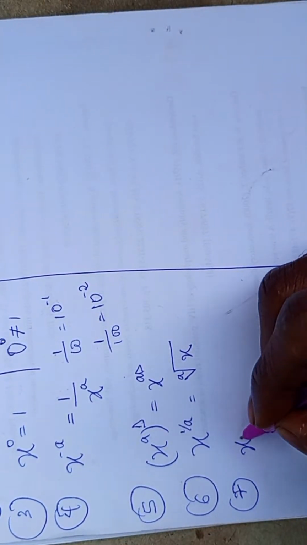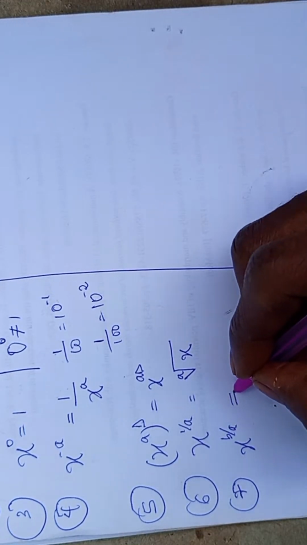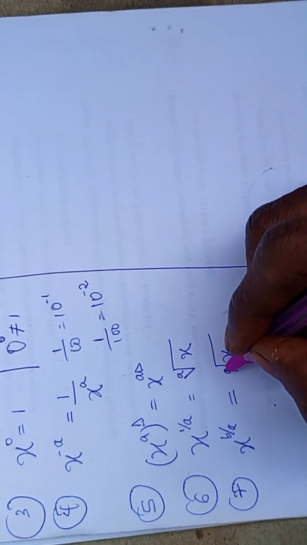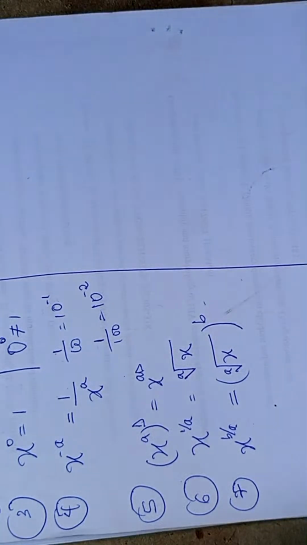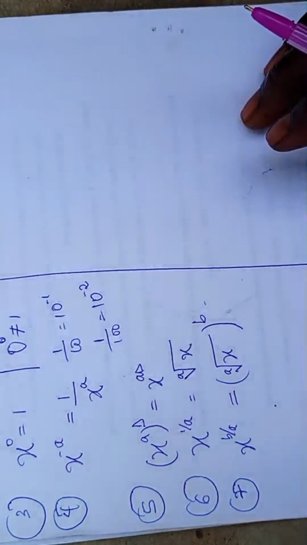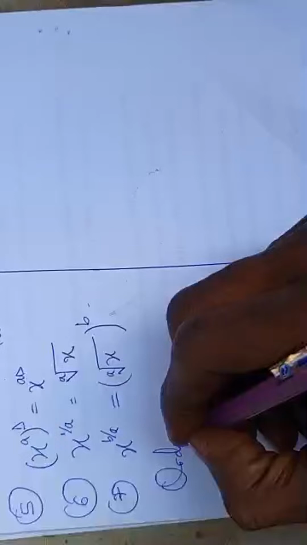So for rule number 7, guys, if I have x raised to the power of b divided by a, I could write this as the a-th root of x, raised to the power of b. Guys, are we making sense? Are you following? So practically and extensively, these are the basic laws of indices, and it is much more important that we know them before you proceed.